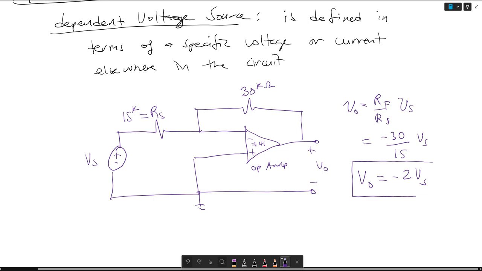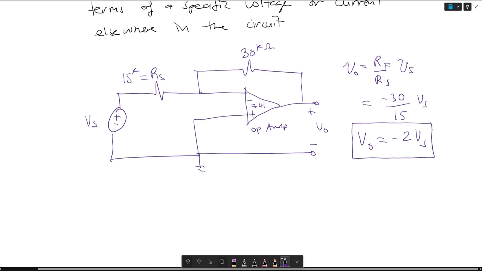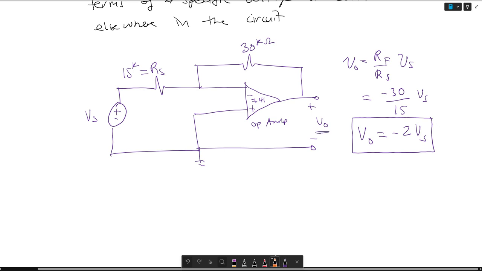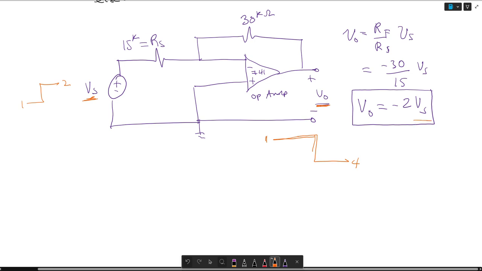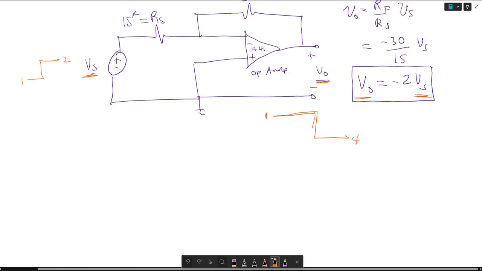This is what we consider a dependent voltage source, because V out here is dependent on this Vs. If this Vs changes in any direction from 1 to 2, this V out will be amplified from 1 to 4. Actually, it would be in a negative direction because it's an inverting amplifier. Again, V out is dependent on Vs. That's why we call it a dependent voltage source.